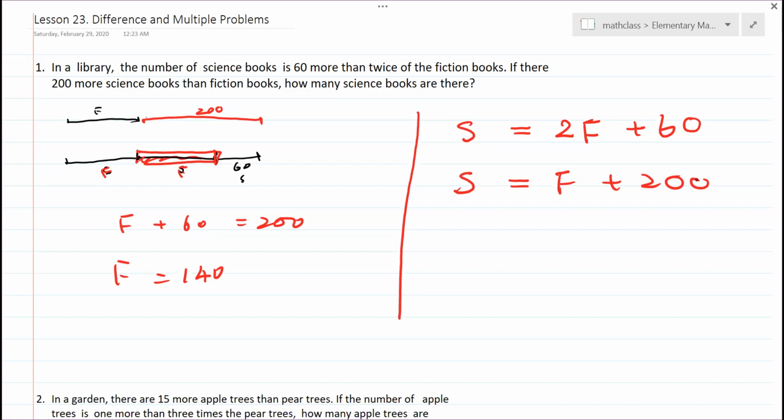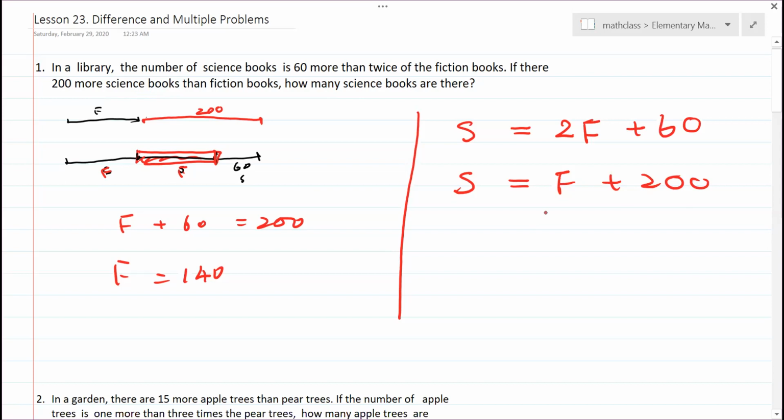Some students can catch that point. You translate the sentences into equations, where S means the number of science books and F means the number of fiction books. The first sentence tells you the number of science books is 60 more than twice the fiction books, so S equals 2F plus 60. The second sentence says there are 200 more science books, so adding 200 to the fiction books gives you the number of science books.